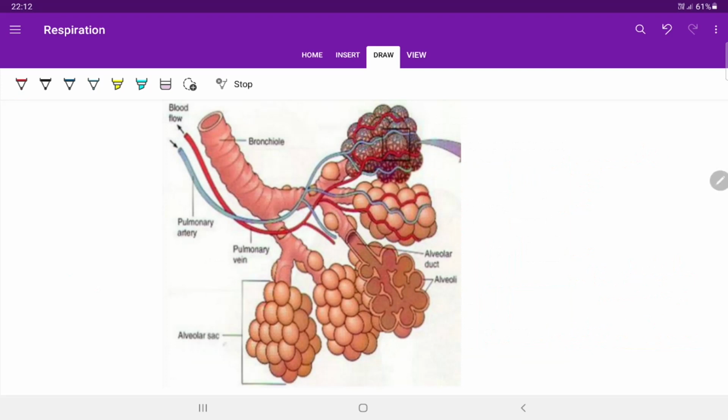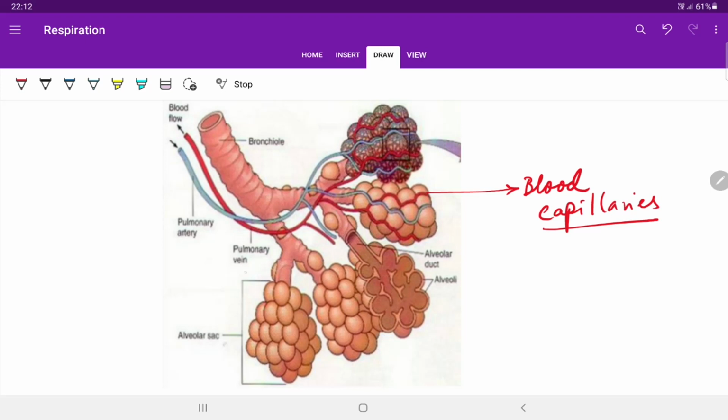Now, we know that alveoli are attached at the ends of the bronchioles, and they are balloon-like or sac-like structures. But a very important thing to understand and note here is that they are attached to blood capillaries. They have a rich supply of blood capillaries, right? And in the blood capillaries, you will find that there are two colors. One is the blue color and one is the red color.